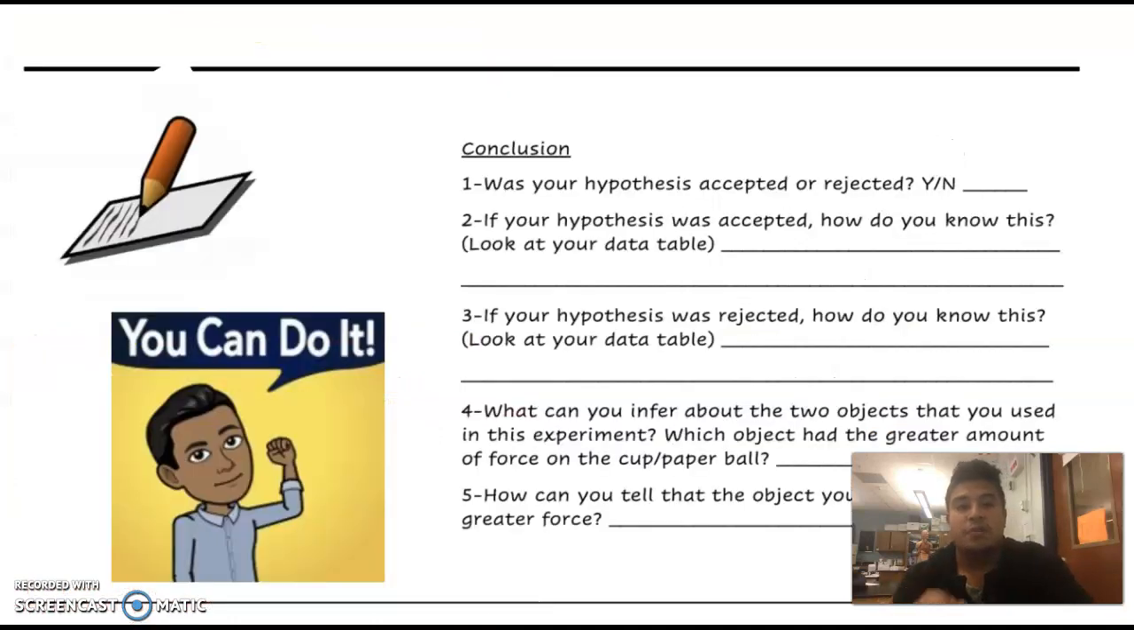And finally, before we hand anything in, I always want to know the result. What is your conclusion? Was your hypothesis correct? Was it accepted or rejected? Right? Guys, I know you can do this, and I know you guys are going to try your best. Keep in mind, you always got to write in complete sentences.